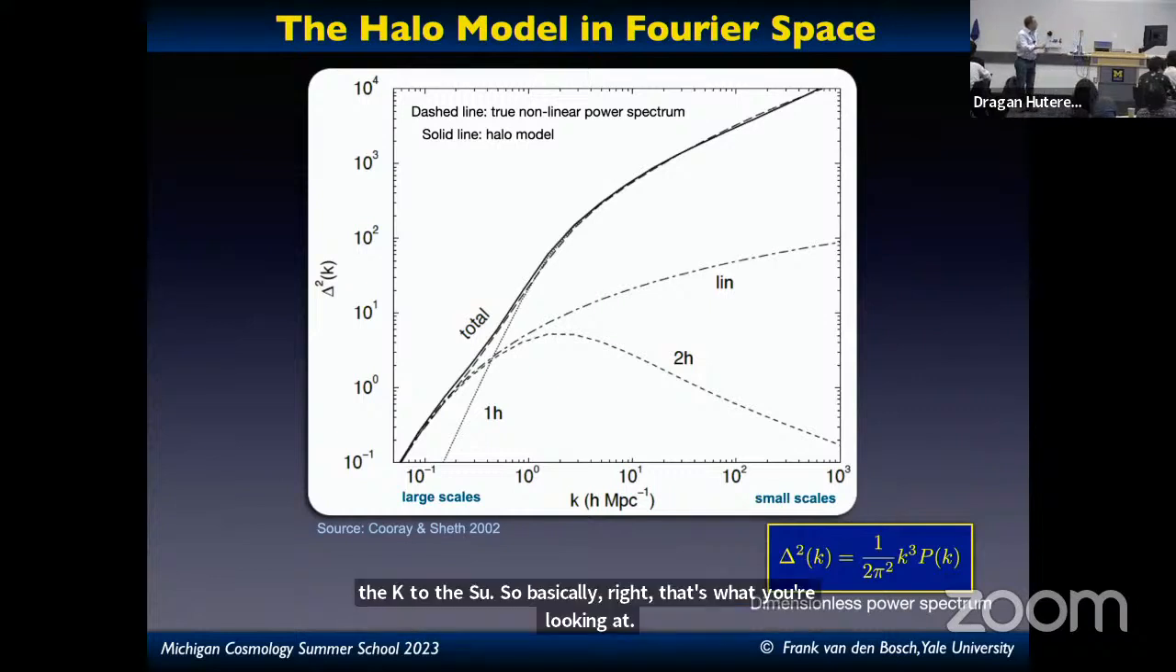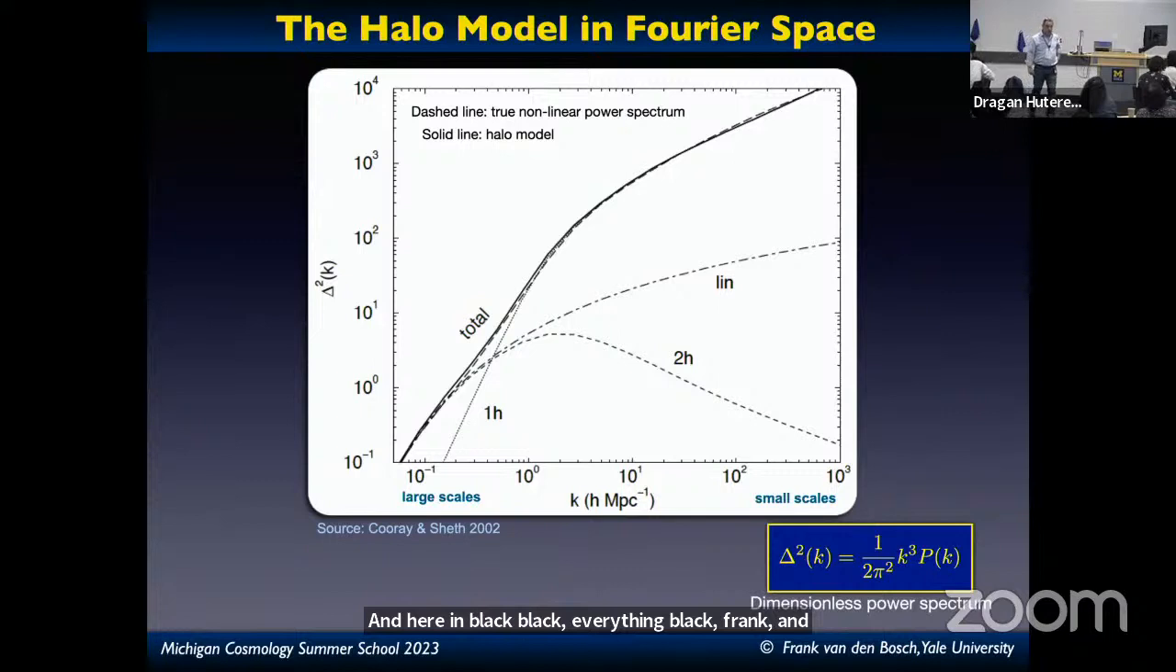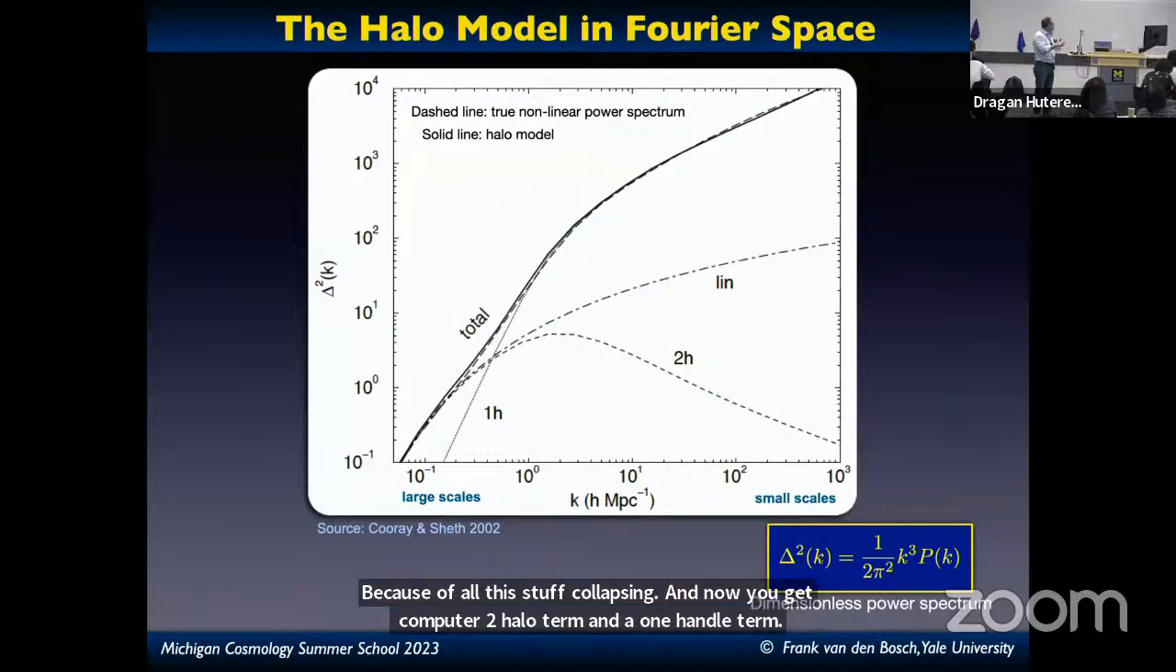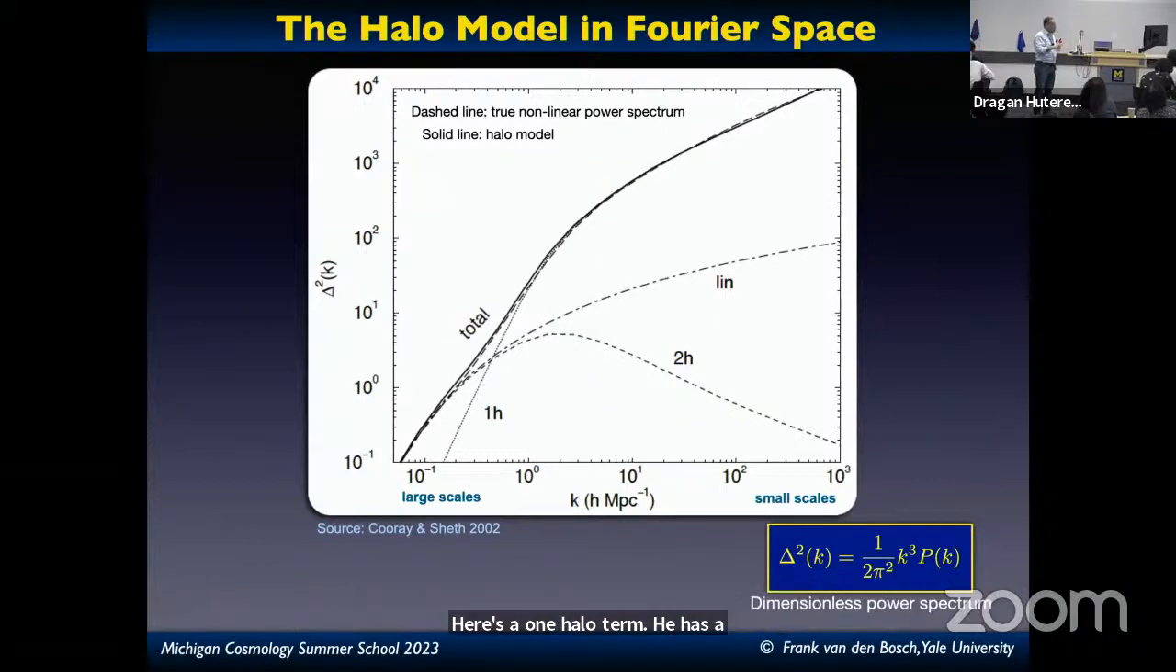And here in black, the solid line is the nonlinear matter power spectrum from a simulation. You see that on large scales it is the same, because there you're still in the linear regime, but on small scales, as I indicated, you get boosted power, because of all this stuff collapsing. Now you can compute the 2 halo term and the 1 halo term. Here's the 1 halo term, here's the 2 halo term, and the total is given by the dashed line. And you see it is a very good fit to the nonlinear matter power spectrum.